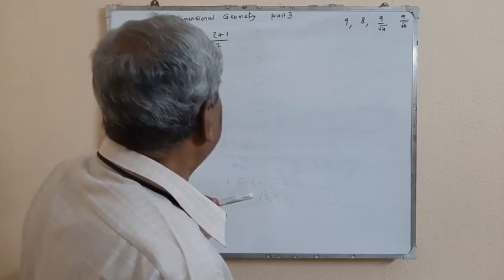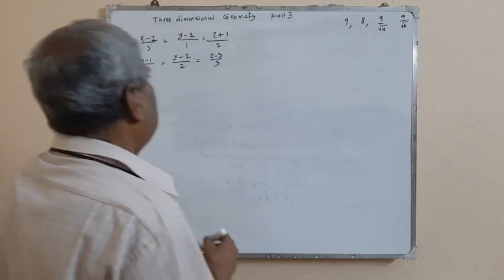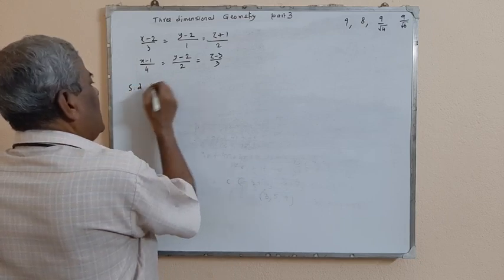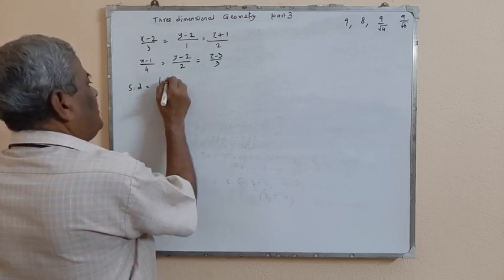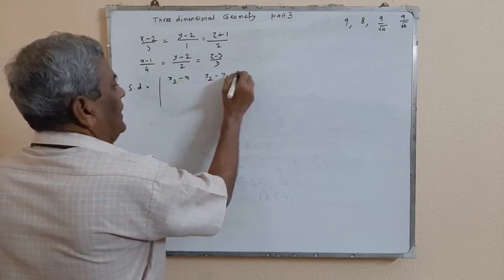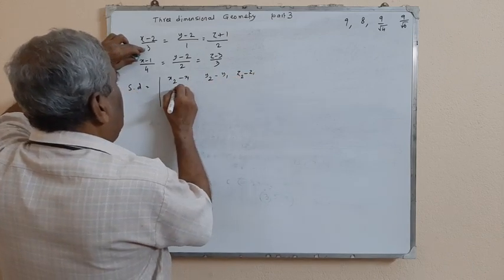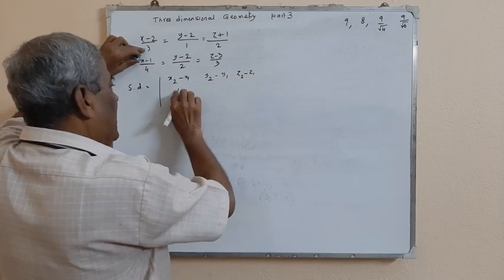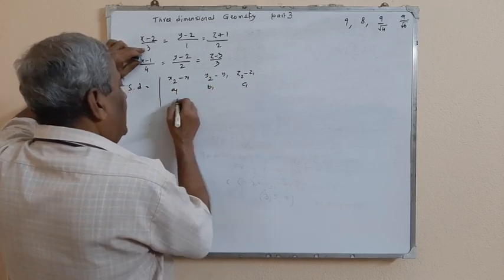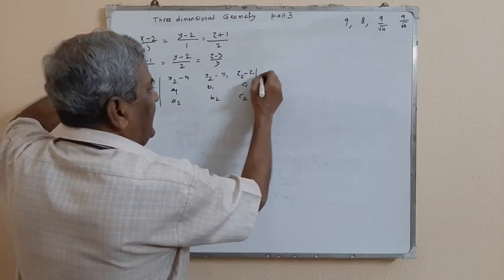We have discussed the formula for calculating shortest distance. I think you can remember it. The shortest distance is equal to the determinant of x2 minus x1, y2 minus y1, z2 minus z1; a1, b1, c1; a2, b2, c2, divided by k. What is k?